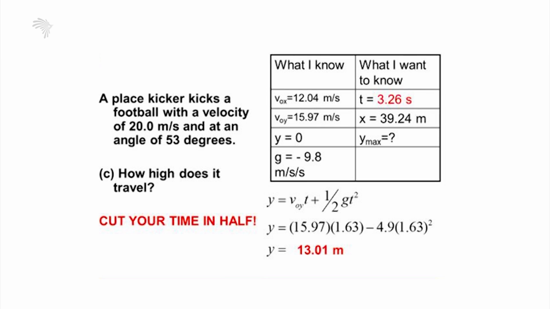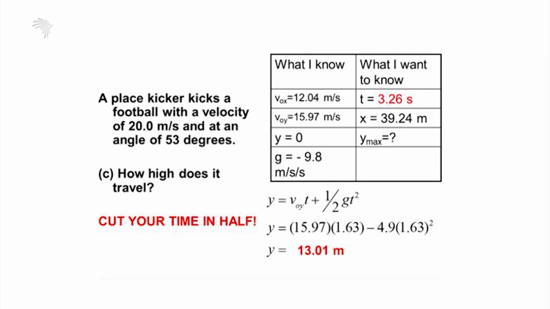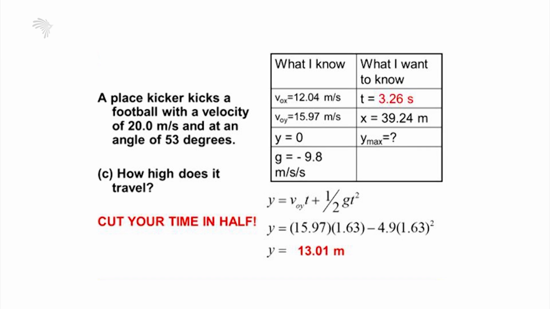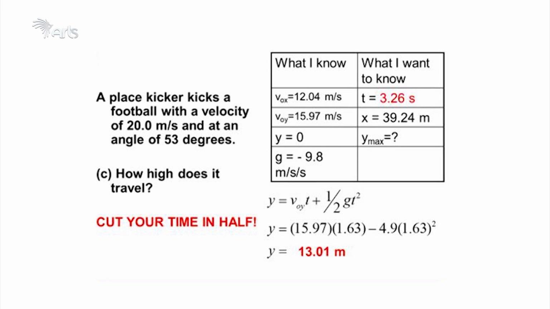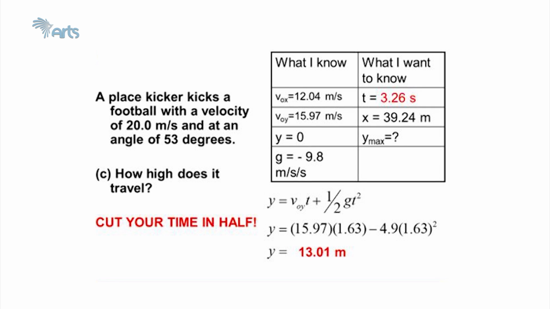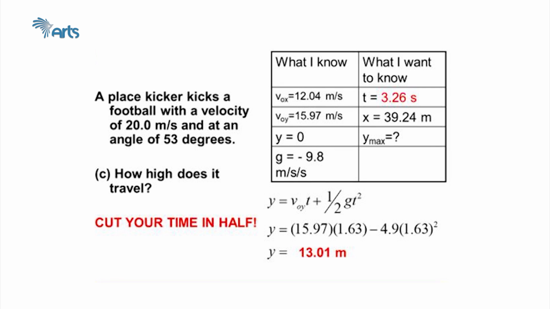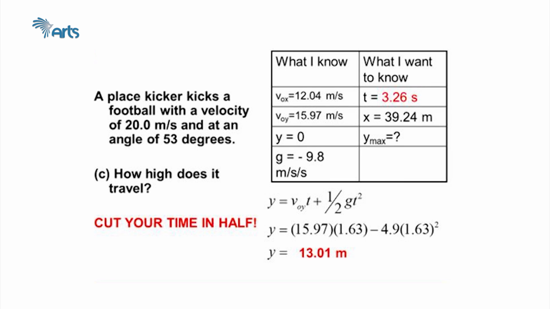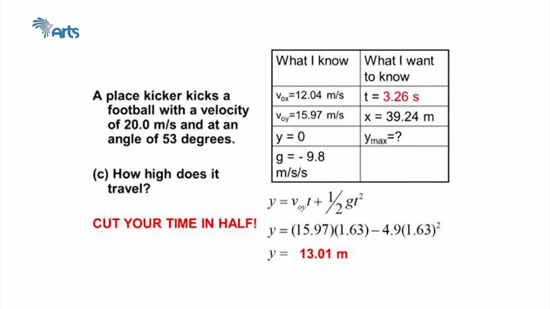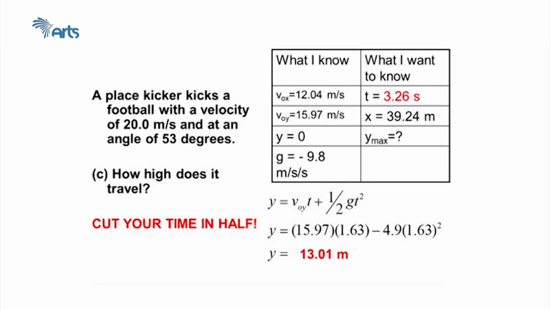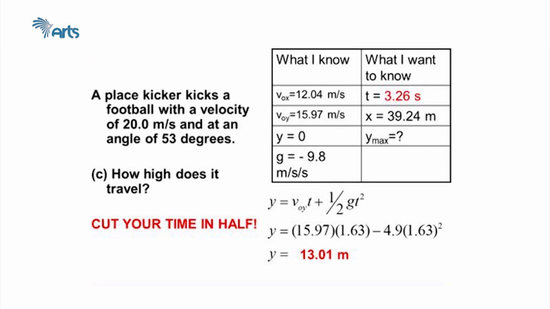The third question is how high does it travel? So we are asked to calculate the maximum height. Here we can use this equation, which is vertical height y equals v naught y times t plus half g t squared. To calculate the maximum height with this formula, you have to take half of the time taken, because the total time is for the whole trajectory, but to reach the maximum height we need half of the total time.